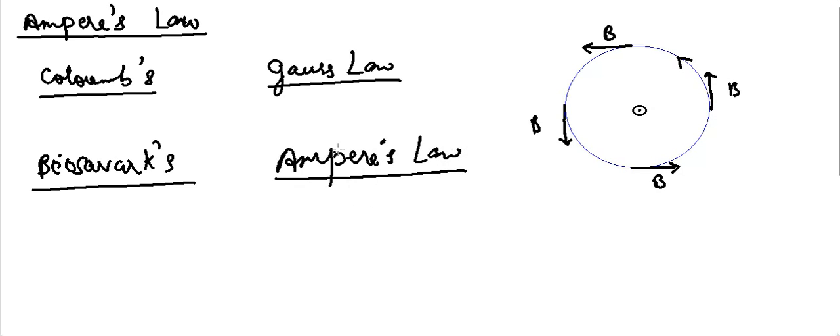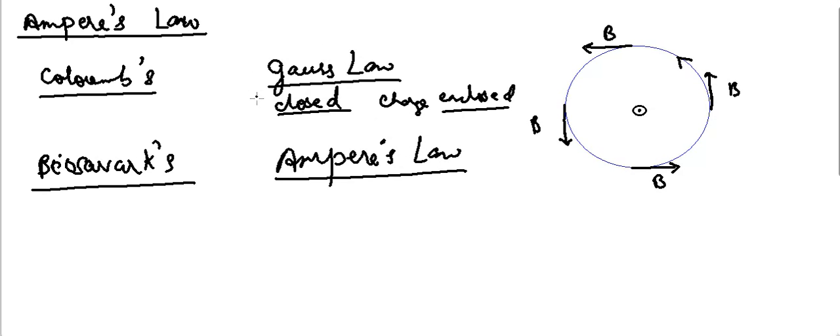The statement of Gauss law is: the flux of electric field through a closed surface. We had studied that closed is an important term in Gauss law. The flux of electric field through a closed surface is equal to the charge enclosed inside the closed surface, divided by epsilon naught. This was the statement of Gauss law.